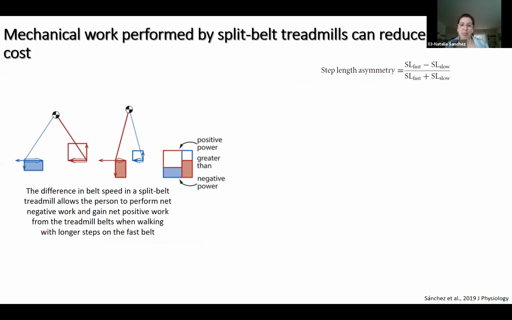In our previous work, we actually demonstrated that a split belt treadmill can also act like an assistive device. And that is because the difference in belt speeds allows the person to perform net negative work and gain work from the treadmill that allows them to reduce metabolic cost. So this can be achieved, as I'm showing here on the left, by bringing the leg on the fast belt further forward in front of the body.